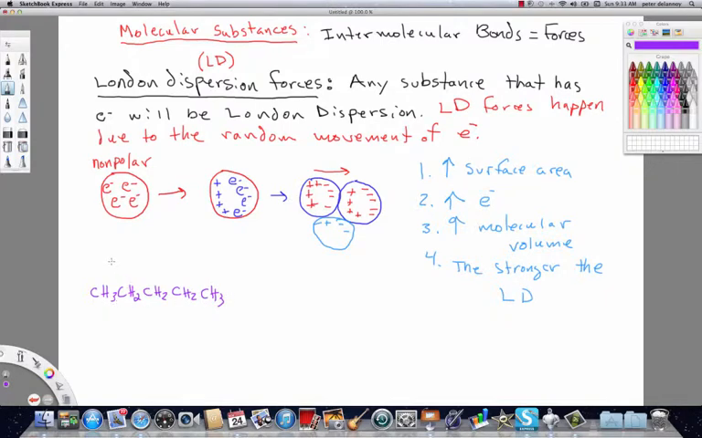Okay, this is called N-pentane. It's a liquid at room temperature. Notice that it's composed solely of carbon and hydrogen. This molecule is nonpolar.